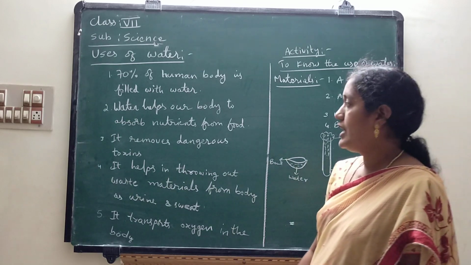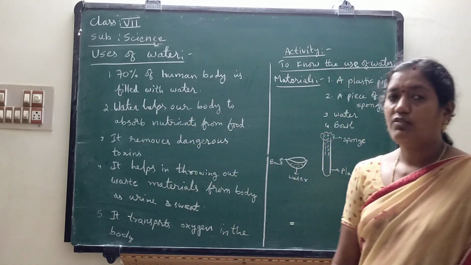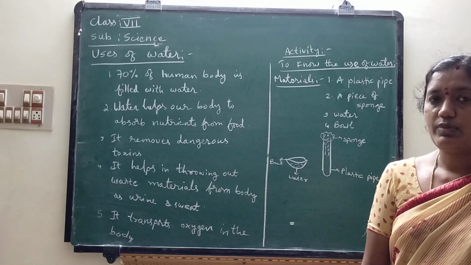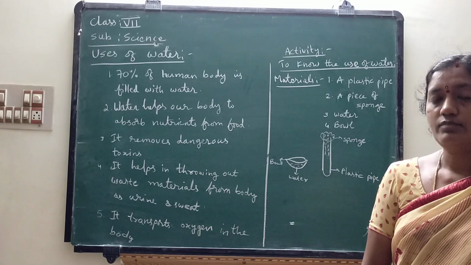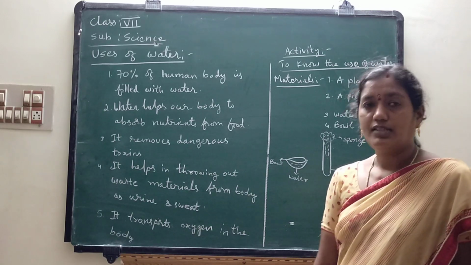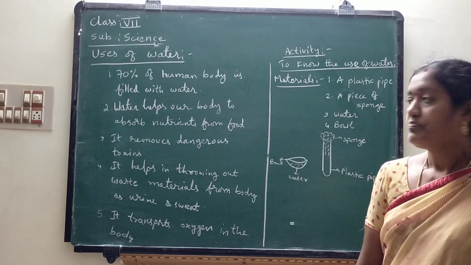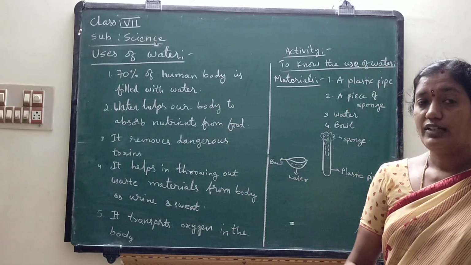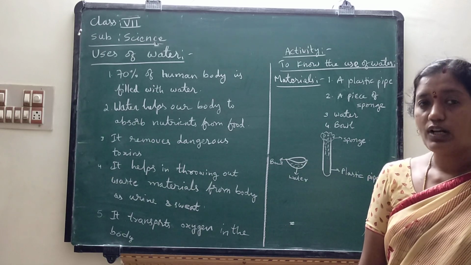Next, water helps our body to absorb nutrients from food. Children, what are the nutrients? Carbohydrates, proteins, fats, vitamins and minerals. These are essential components. So by taking these essential components, our body will get some type of nutrients. So this water also helps our body to absorb nutrients from the food. In order to get nutrients from our food, we have to drink plenty of water.